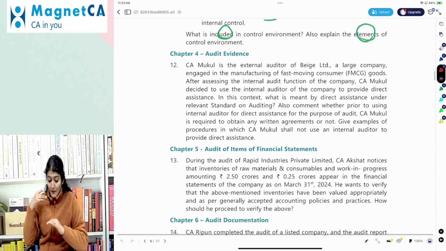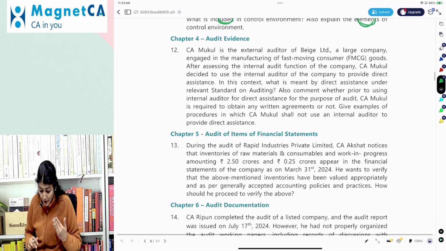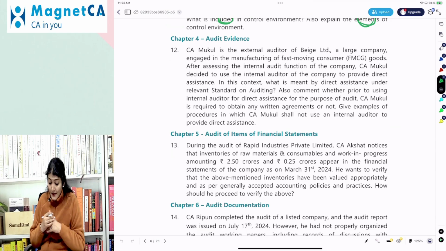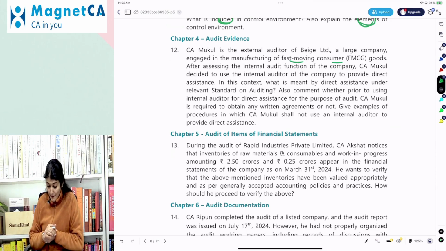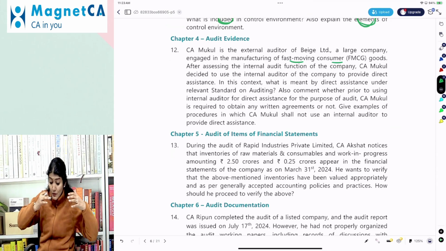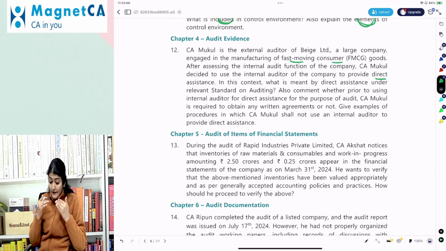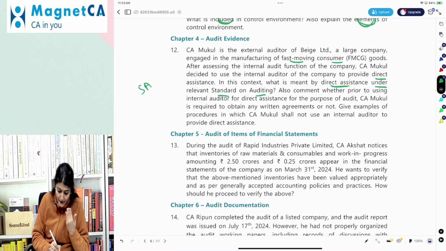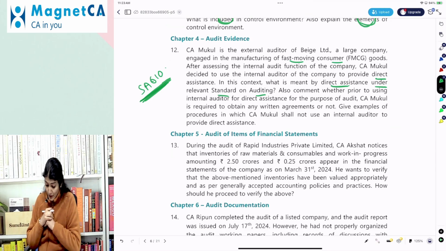Okay, coming to chapter number 4, audit evidence, question number 12. Mukul is the external auditor of Bage Limited, a large company engaged in the manufacturing of fast-moving consumer goods. After assessing the internal audit function of the company, CA Mukul decided to use the work of the internal auditor to provide direct assistance. In this context, what is meant by direct assistance under the relevant standard on auditing, SA 610, using the work of internal auditors?